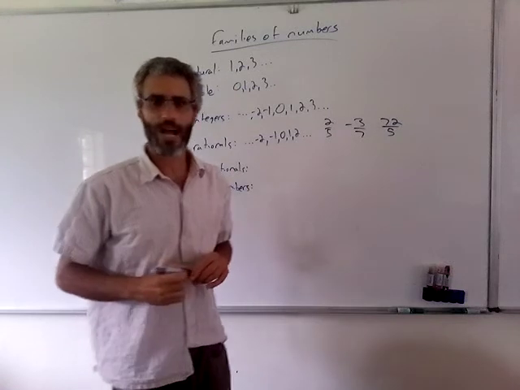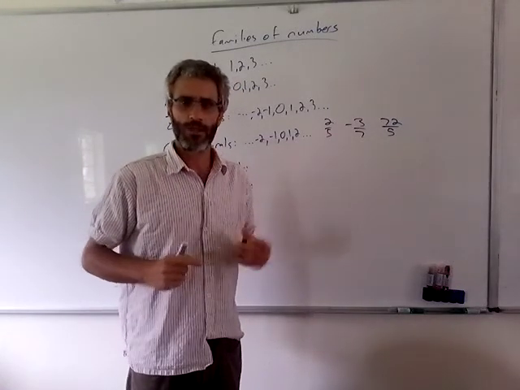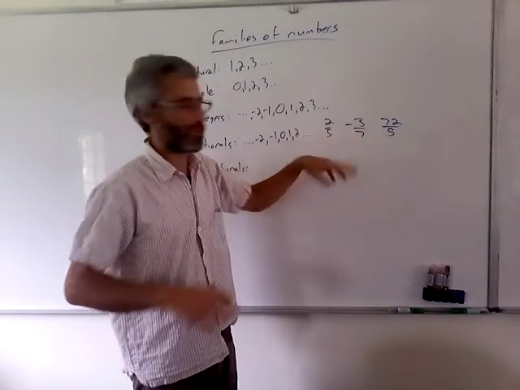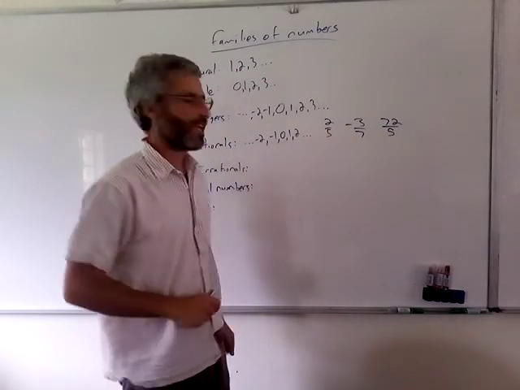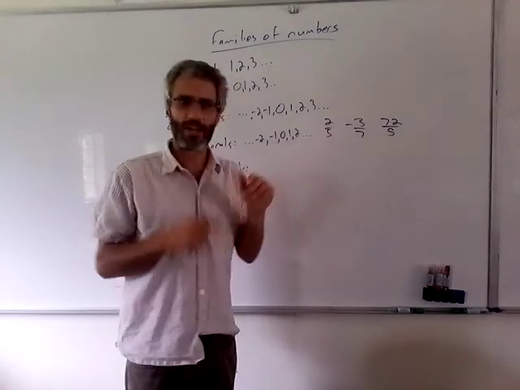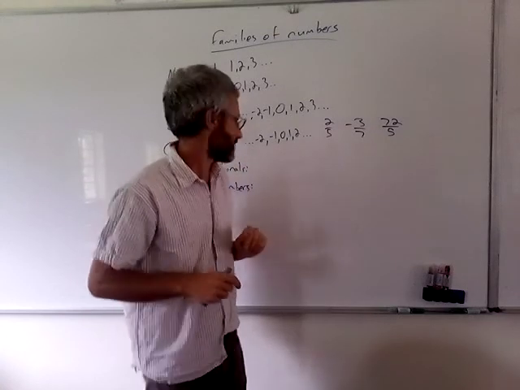If you can write down a fraction, an integer divided by an integer, it could be positive, negative, then it's a rational number. Okay? There's one more little thing I need to talk about, but we'll do it in a second.